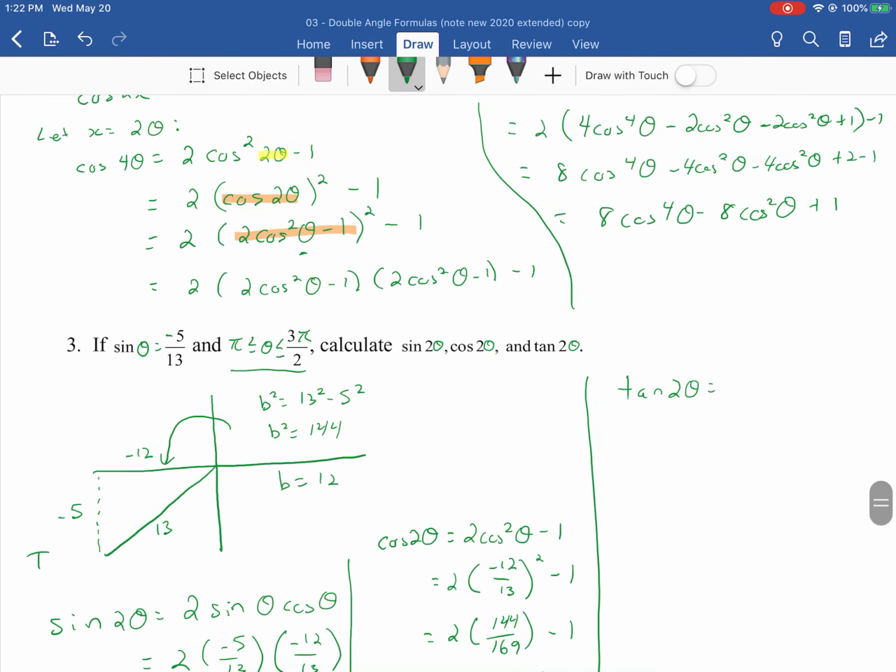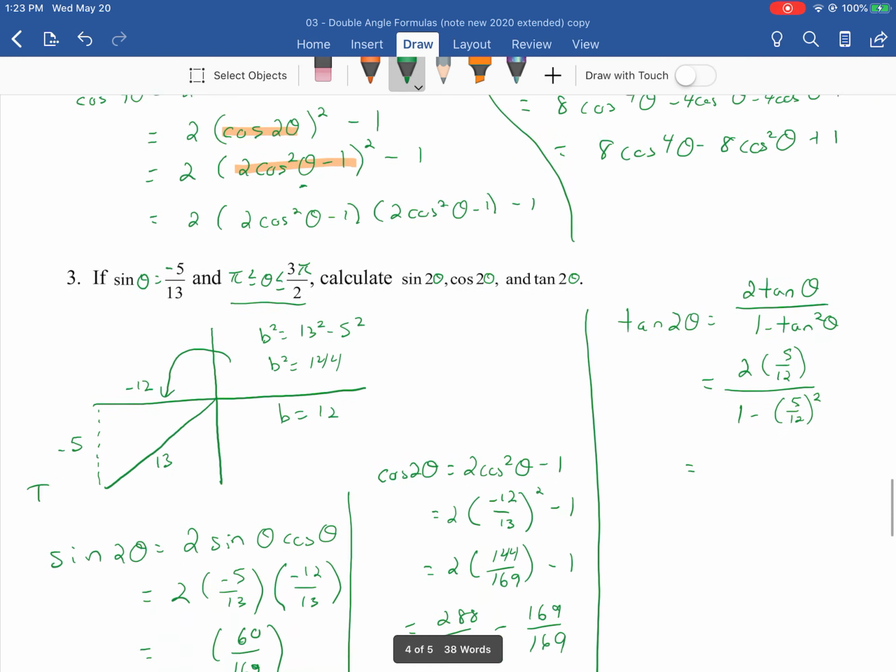And the last one, tan 2 theta. Only one choice for the tan formula. If you look up here, 2 tan theta over 1 minus tan squared theta. So I put in tan theta, which is opposite over adjacent. So I think it's 5 over 13, positive now, because it's negative over a negative, or because it's in the tan positive quadrant. And then, 5 over 12. I looked at that, and I saw the 12, but then I said 13 for some reason. 5 over 12. Yeah. 2 tan theta over 1 minus tan theta squared.